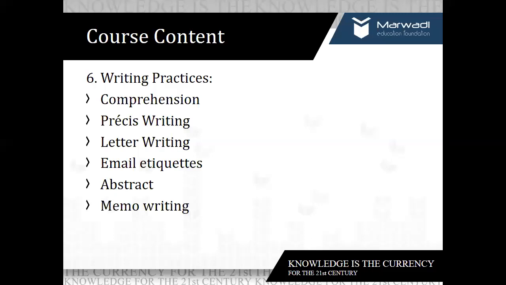Letter writing is something that you know very well. Email etiquette means the behavior while you send and receive emails. Abstract and precise are in a way similar to each other, but there are differences. Abstract is what I'm telling you today, summarization. A summary, an abstract, is the crux, just like a trailer of a movie. Fine. So that is abstract.